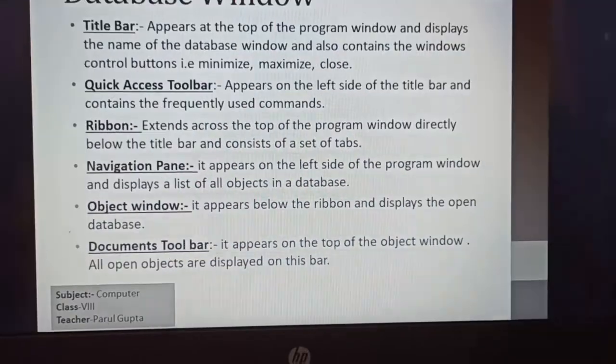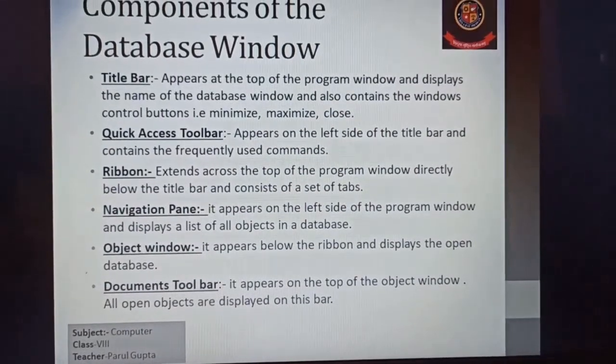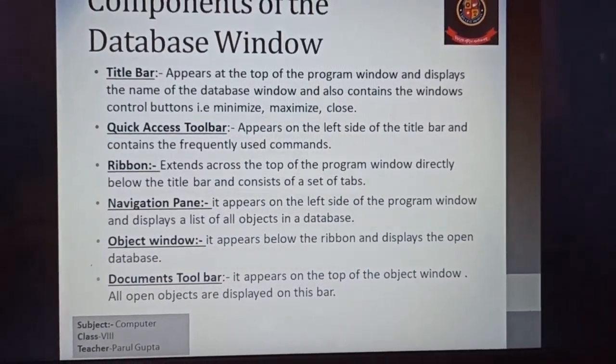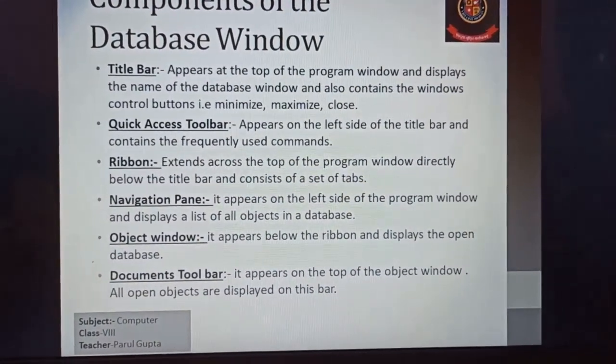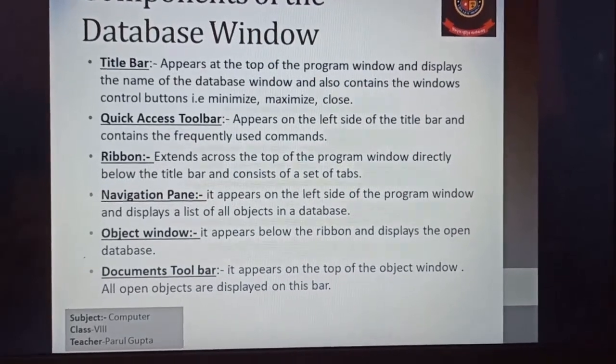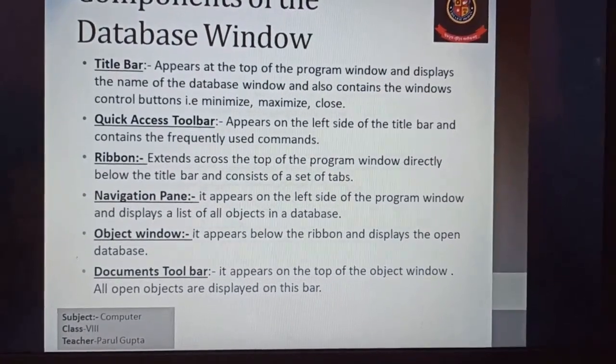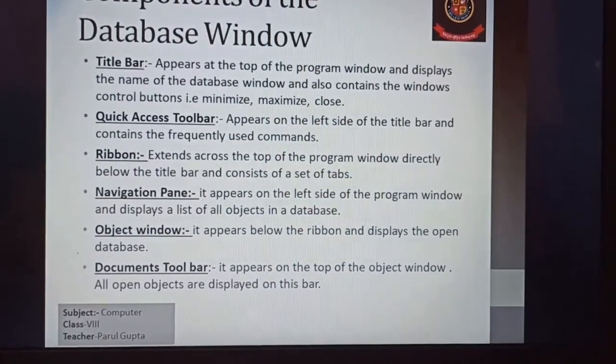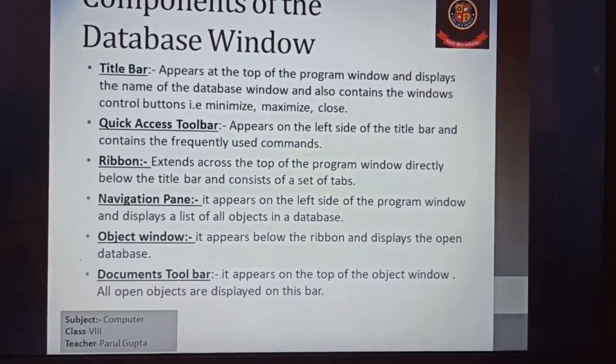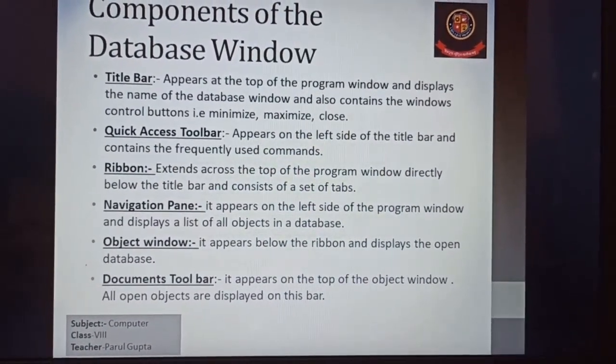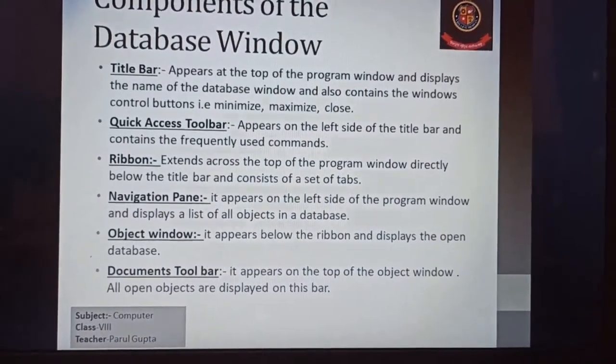Okay, now come to the next one, that is the object window. What is the object window? It appears below the ribbon and displays the open database object. Below the ribbon, whatever blank space you are able to see, where you are doing your actual work, where you are creating the tables, that particular space is known as the object window.